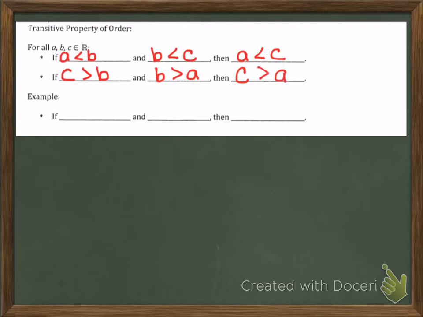So let's put that into some actual numbers. I think it's easier to think about. If 6 is less than 7, and 7 is less than 9, then 6 also has to be less than 9. Not rocket science, but just building that algebraic relationship.